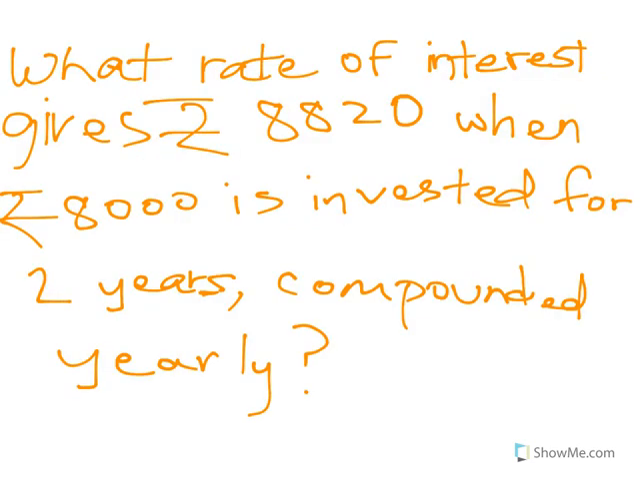Okay. What rate of interest gives rupees 8820 when rupees 8,000 is invested for 2 years compounded yearly? Alright, again, take a minute, pause the video, try to work out this question on a piece of paper. Alright, hopefully you should have worked it out. If not, we're going to explain it right here.